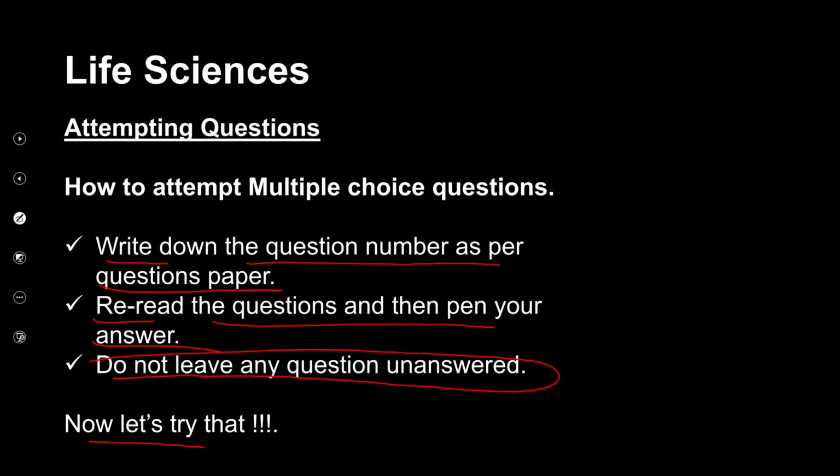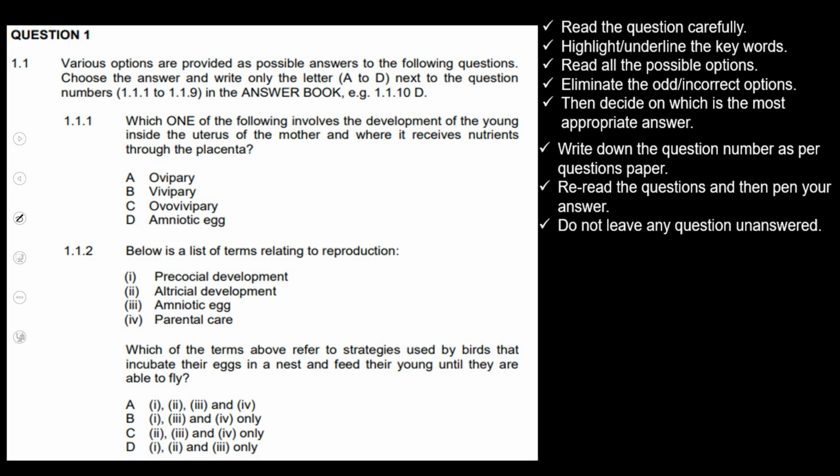Now let's try that in the next question. So guys, I've taken a snapshot of a question here, and I'm going to read that. And as you see on the right hand side, I've just got a checklist of what we need to do as we read through this question. So imagine that I'm sitting in an exam and I'm reading this question, and you with me, sitting on my shoulder, listening to me read this question. So let's go for it.